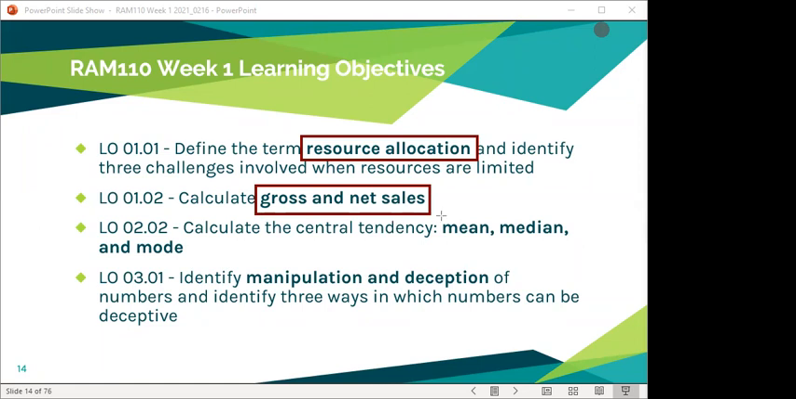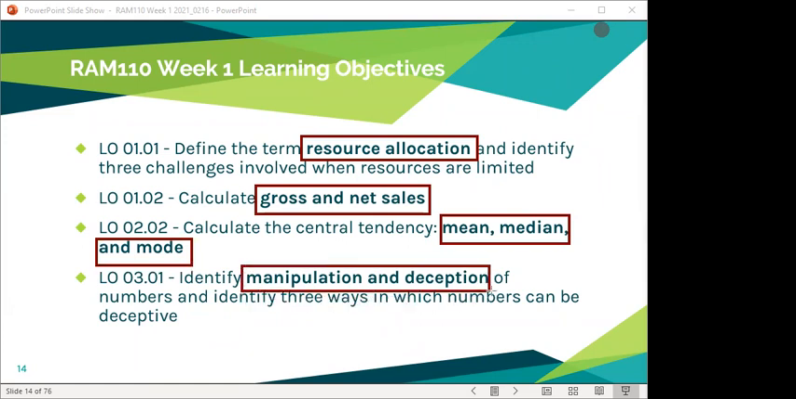We're going to calculate the central tendency, the mean, the median, and the mode. We'll go into those details. And then lastly, identifying manipulation and deception of numbers. We'll also identify 3 ways numbers can be deceptive.